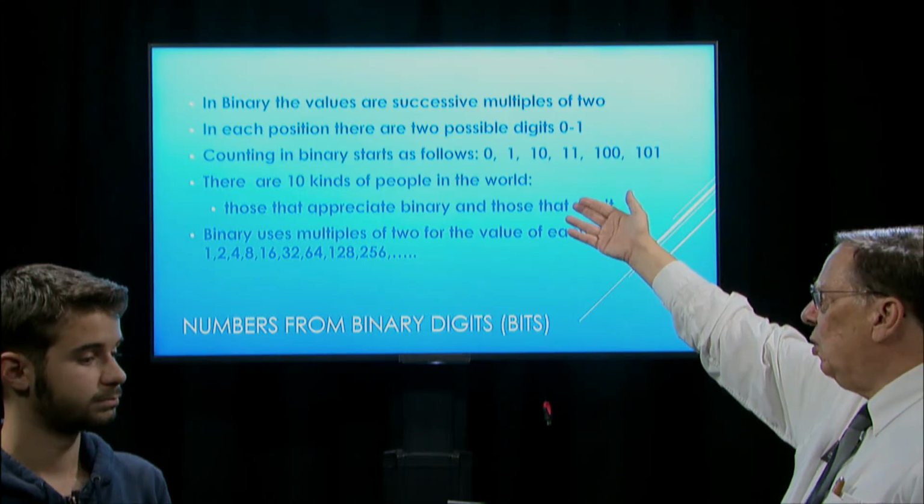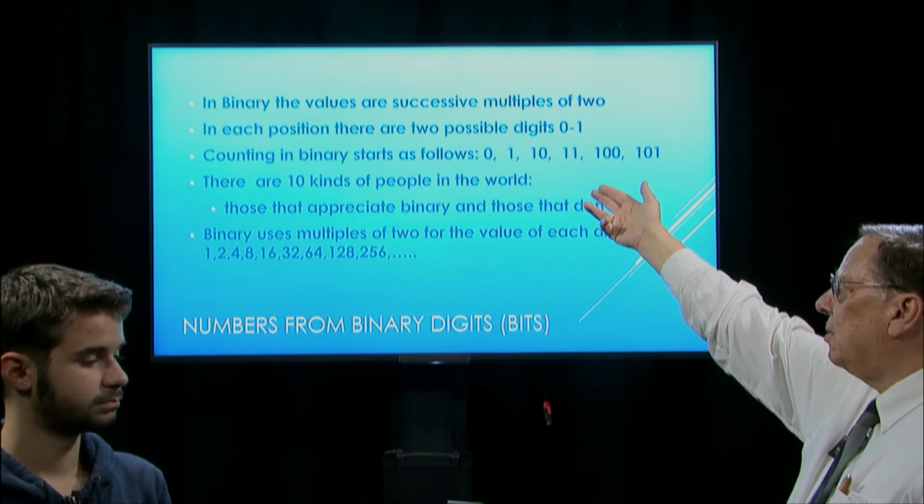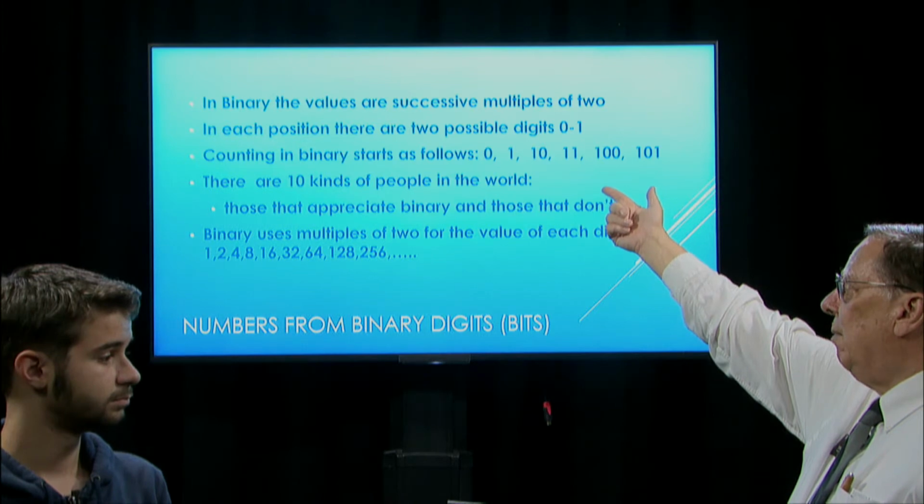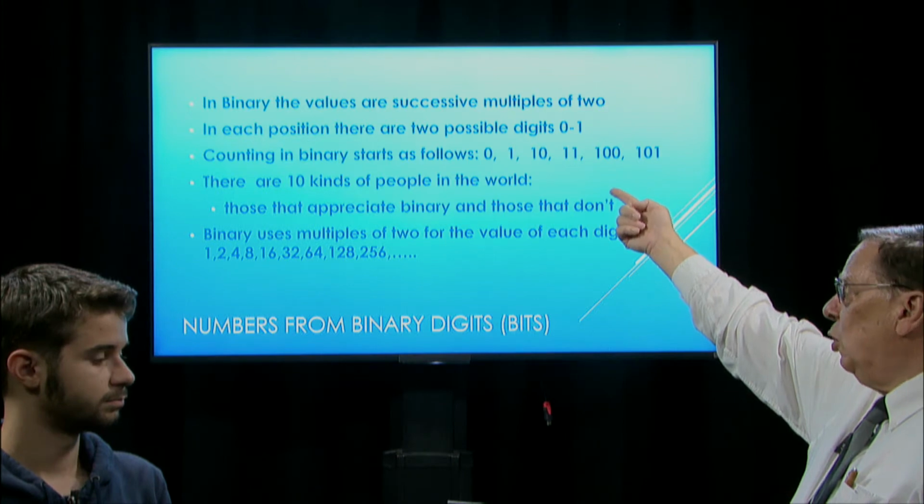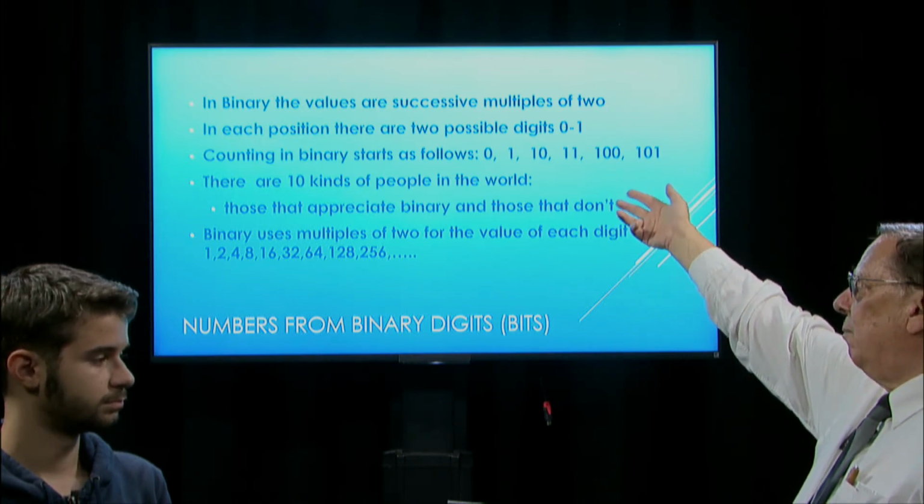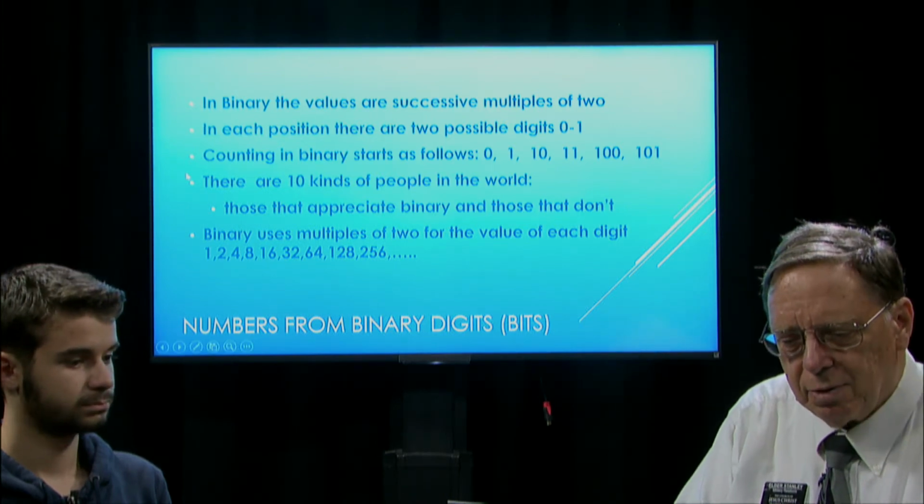When we do a number in binary, the values are successive multiples of 2. So in each position, there are 2 possible digits, a 1 or a 0. When we count, we start 0, 1, and then for the next one we can't put a 2, so we carry 1: a 1 in the next column, which is worth 2, and a 0. Then the next would be 1 plus 2, which is 3, and then we go to 4, 5. Let me show you a little binary counter just for fun.